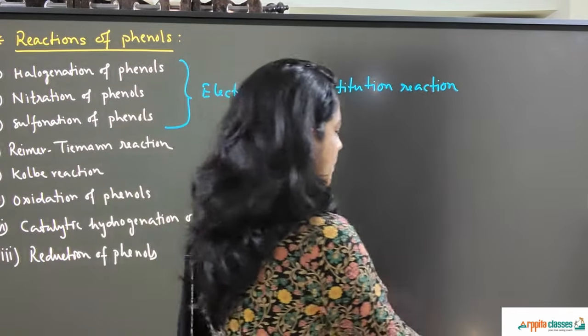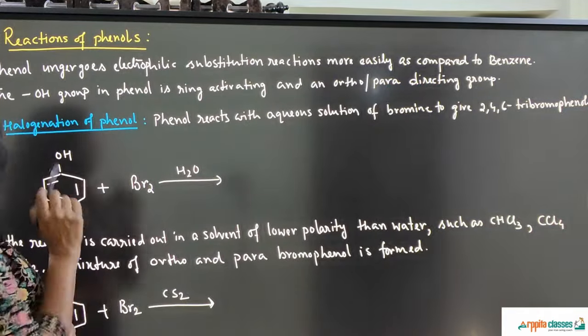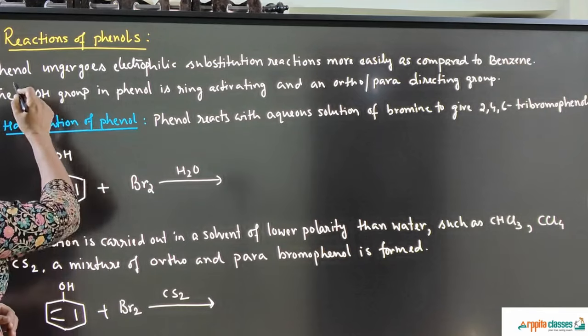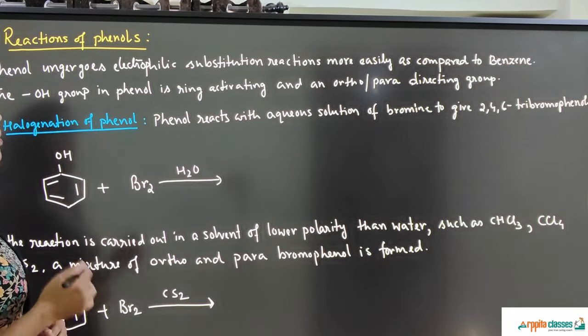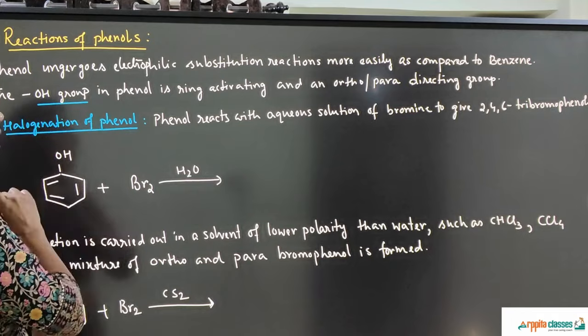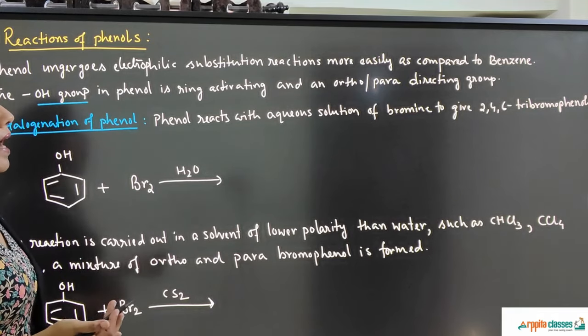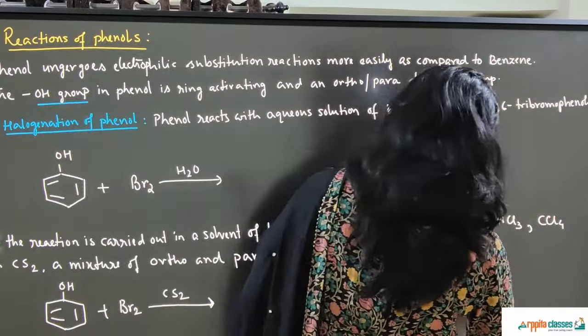Let's start with the first reaction, that is, the halogenation of phenols. Phenol undergoes electrophilic substitution reaction more easily as compared to benzene because of the OH group. This OH group in phenol is a ring activating group and it is an ortho-para directing group. Now, how is that happening?